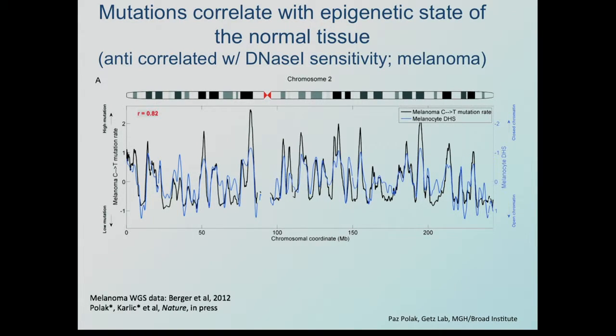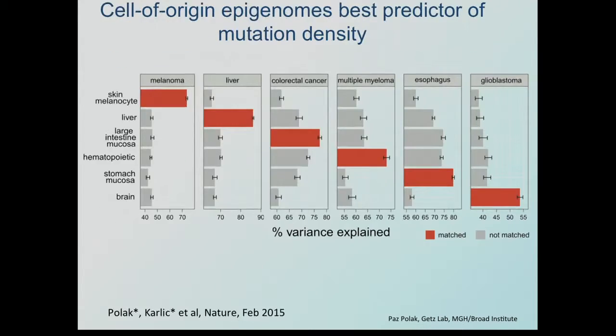Folks have shown that it correlates with the open-closed chromatin status, which is wired into the normal tissue. This was an interesting result from the Broad Institute, part of the epigenomics roadmap that came out, where you could see that if you look at where the mutations are ganging up, they reflect their normal tissue of origin. So the melanoma samples would gang up in the closed domains of the melanocytes and so forth, and pretty much without fail that happened.